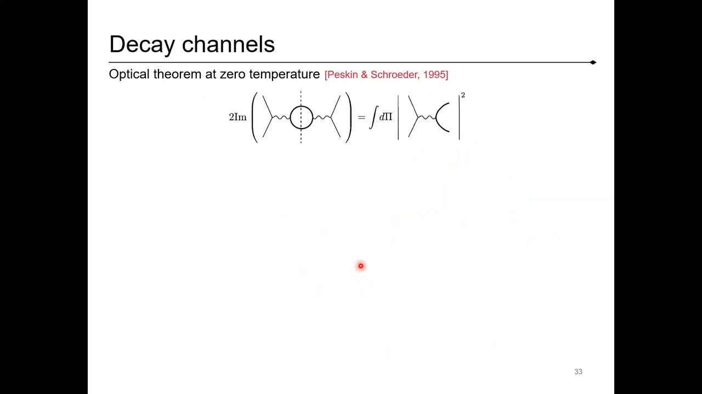Now, before I show you the solutions, I will first discuss a microscopic interpretation for the damping of the oscillations. At zero temperature, we know that the imaginary part of a diagram, for example, if you consider this diagram, and the incoming and outgoing particles are the same, then the imaginary part of this diagram actually gives the decay probability from the incoming particles to the particles in the loop. This is called the optical theorem. So in this case, you need to cut the diagram and put the particles in the loop on shell, okay?